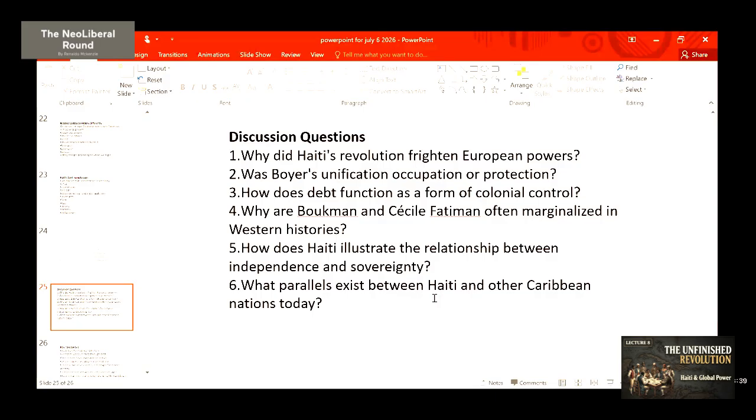So yes, I understand where Lisa is coming from, because you have to ask this question. We have to learn from the past, because you always want to look at what's going on around you. As academics, that's what we do. We never take anything for granted. So the question is, what parallel exists between Haiti and Jamaica, or Haiti and Cuba, Haiti and Guyana? And so, in Caribbean nations today.